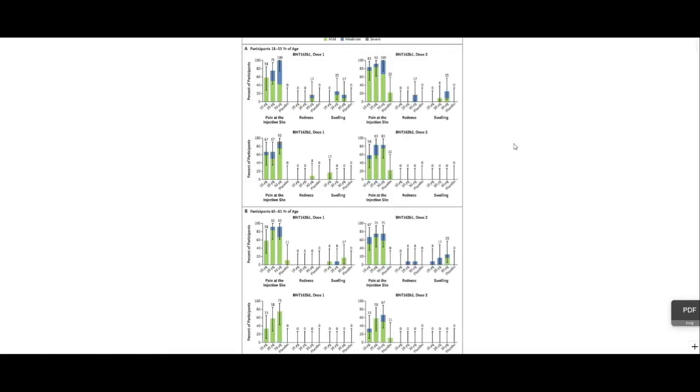All right, this is what I wanted to check out. These are looking at the side effects of this BNT162. Well, this is actually B1. Down here is the B2, and this is looking at the percent of participants who had pain at the injection site. That seems to be pretty high. Redness seems to be pretty low. Swelling, pretty low.